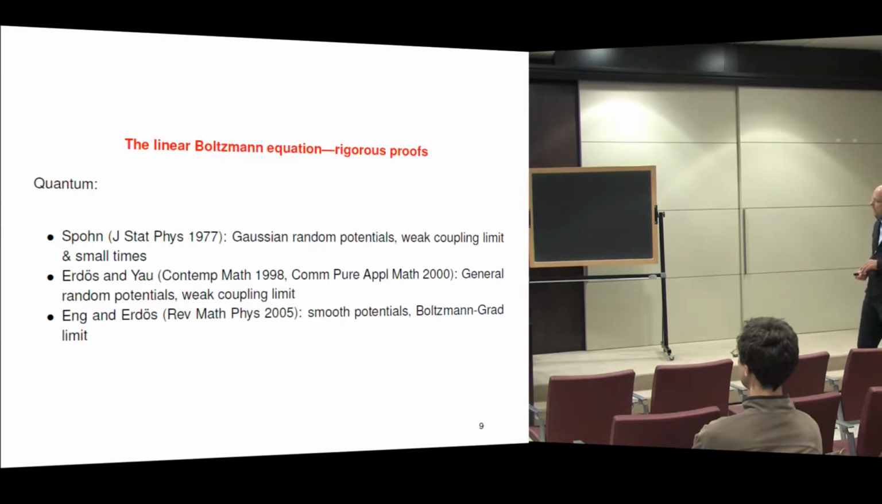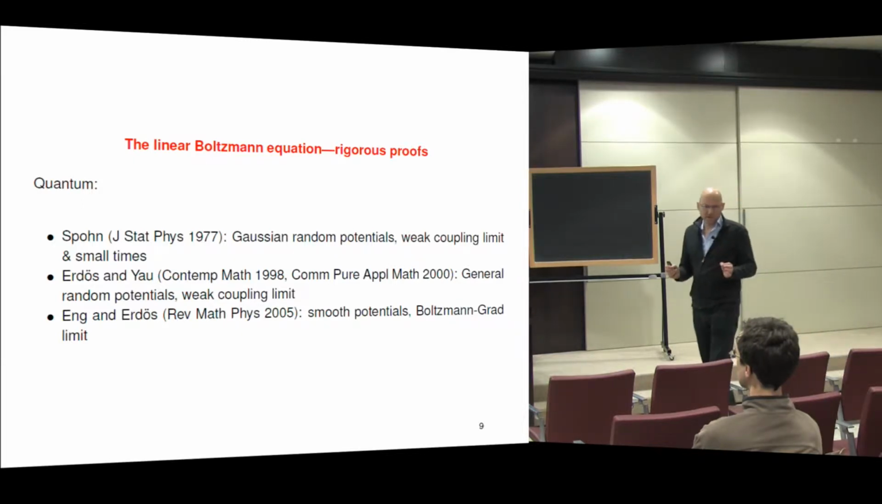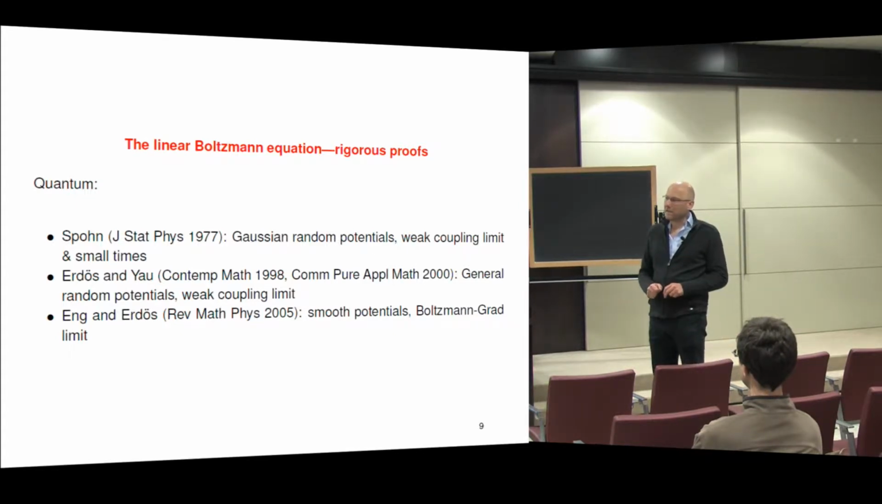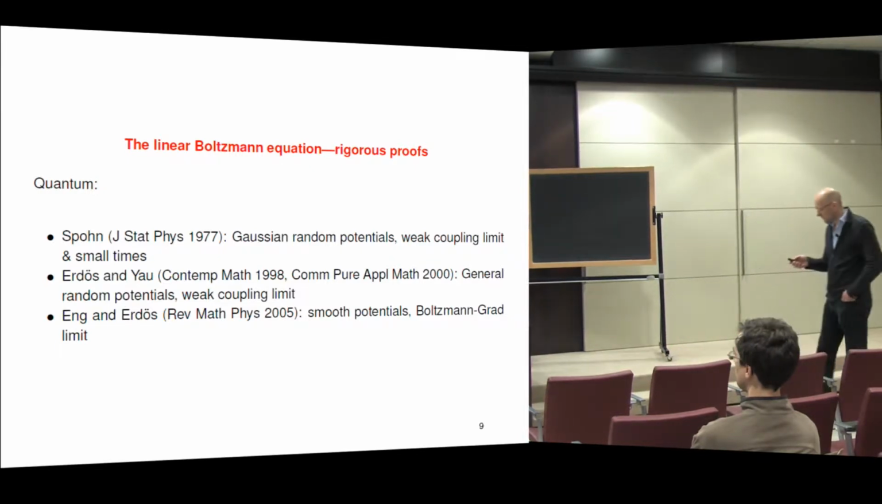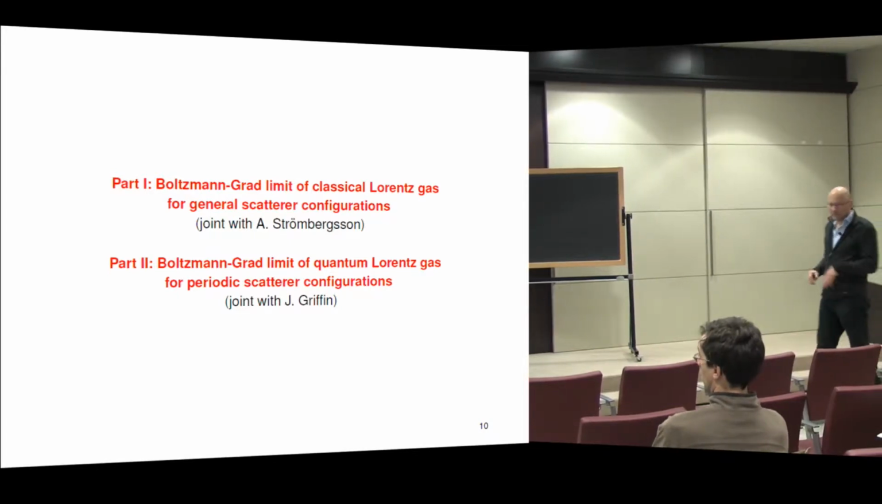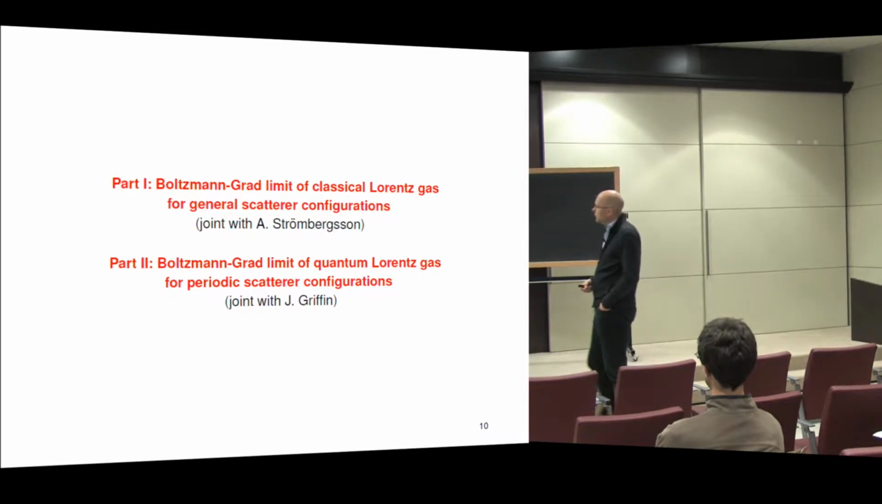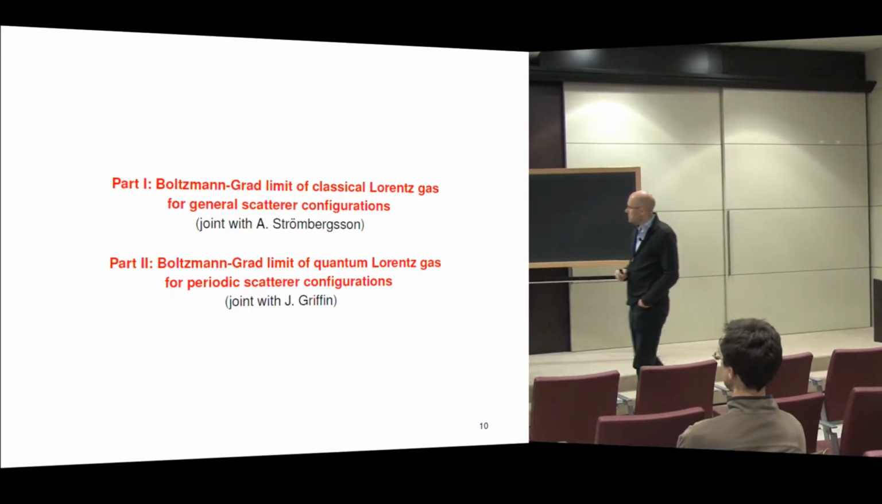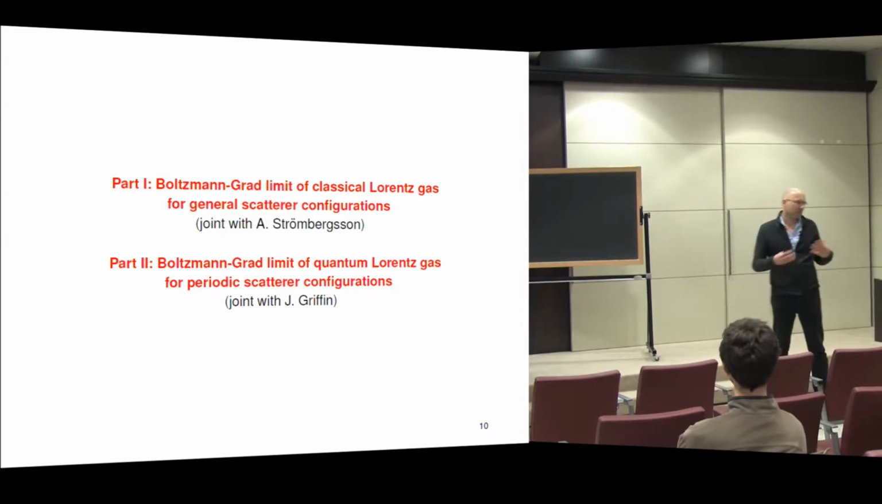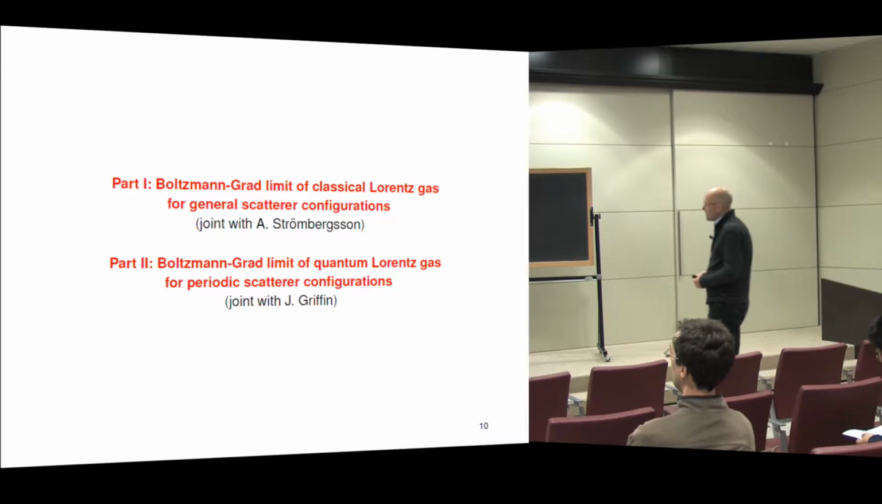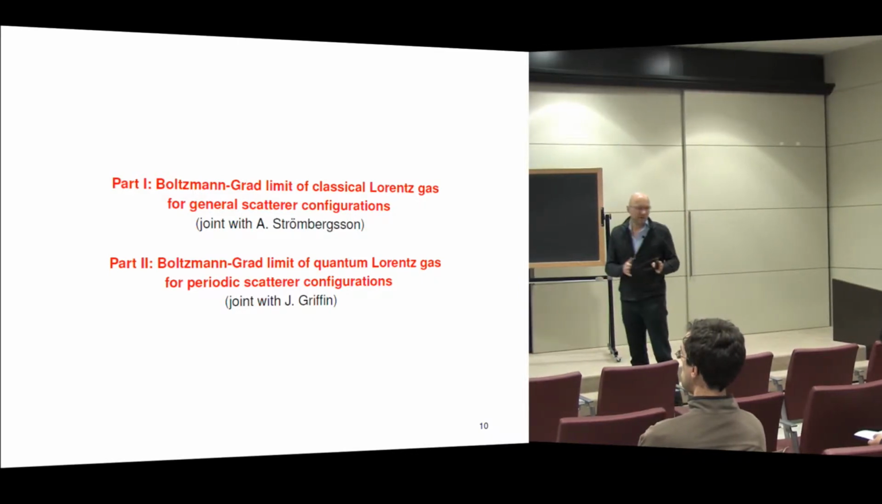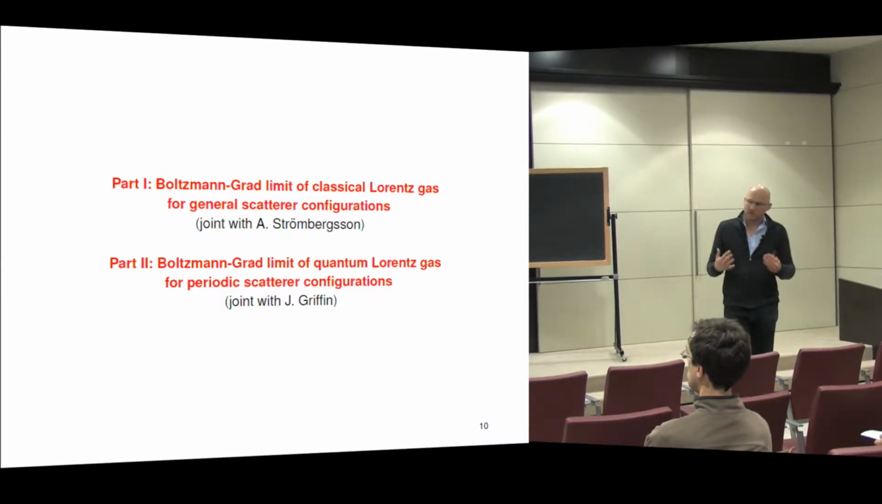It builds on earlier work of Erdős and Yau, and by Spohn, where rather than looking at a low-density limit, people looked at a weak coupling limit. So you don't make your potentials very, very small and localized, but you keep them, you just decrease their strength, and you look at the limit of low potential strength. Again, I'll say a bit more about this later on. Now, that's basically the setting, and I want to now explain to you two more recent results. One in the classical setting, where we want to investigate more general scatterer configurations than just periodic or Poisson random scatterer configuration. And in the second part, I'm going to look at the periodic Lorentz gas, but the dynamics when you look at wave evolution.